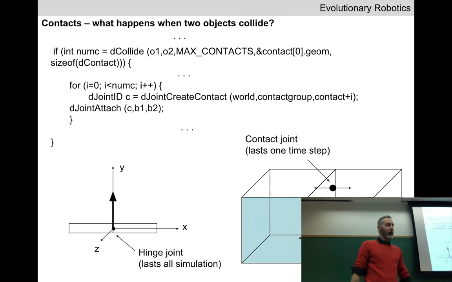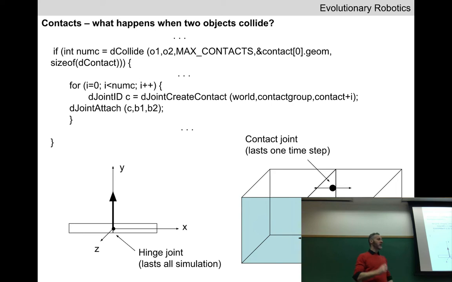Okay. Finally, the last step in this near callback function is that for all these contact points, we're going to create at that point a new kind of joint. So at the moment, you've only seen hinge joints. There are these odd kinds called contact joints.